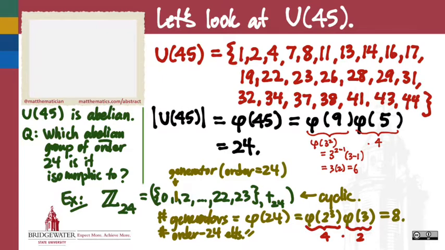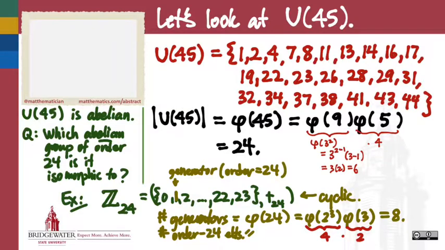8. There would be 8 of these, which, if I took their increasing powers, the first power, second power, third power, and so forth, up to the 44th power, would give me all the different elements of U45, if U45 were a cyclic group. But of course, Z24 is not the only abelian group of order 24 up to isomorphism.